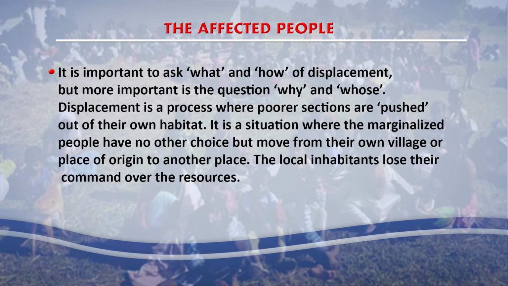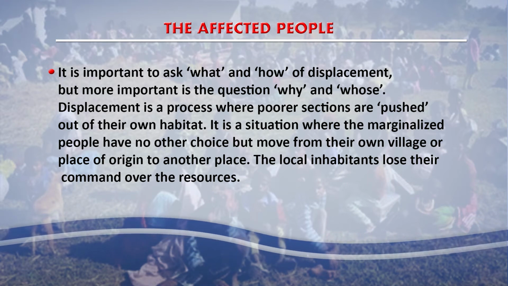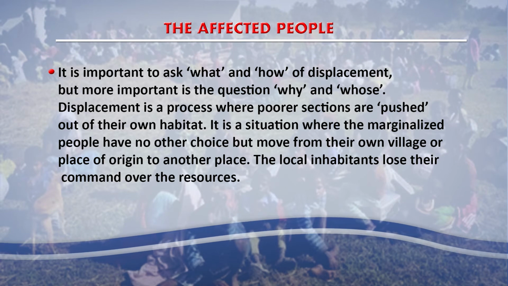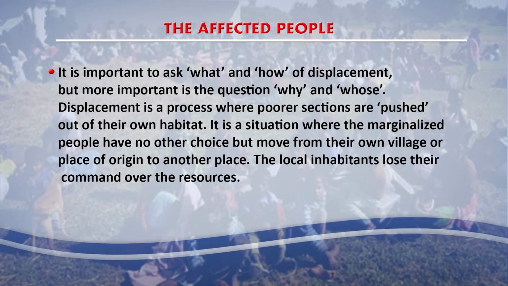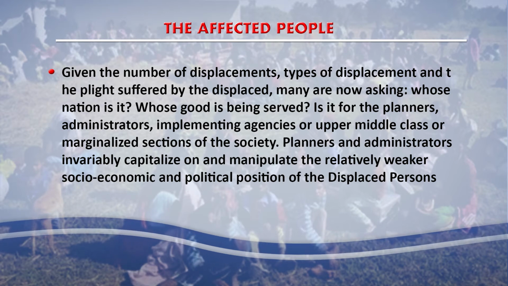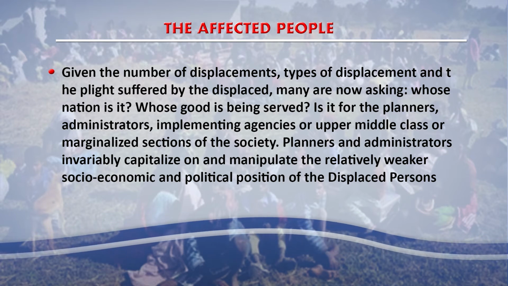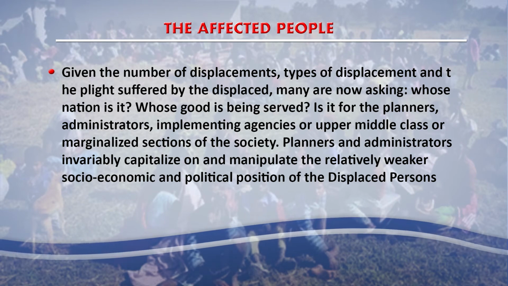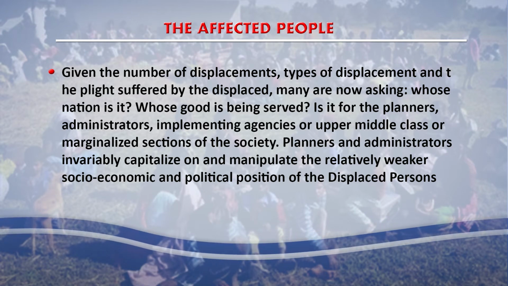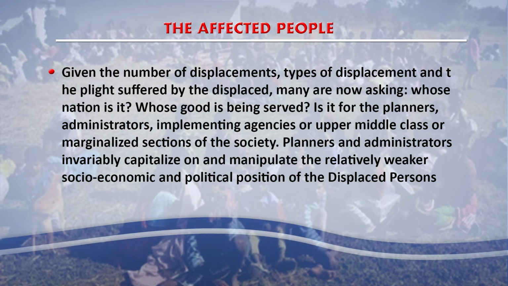Because displacement is a process where poorer sections are pushed out of their own habitat. In situations where the marginalized people have no other choice but to move from their own village or place of origin to another place, the local inhabitants lose their command over the resources because obviously they are displaced. Now, given the number of displacements, types of displacement, and the plight suffered by the displaced, many are now asking, whose nation is it? Because they are being displaced, they are being impoverished, they have no say in the resources, they have no say in the decision making. So whose good is being served? Is it for the planners, the administrators, implementing agencies, or upper middle class or marginalized sections of the society?